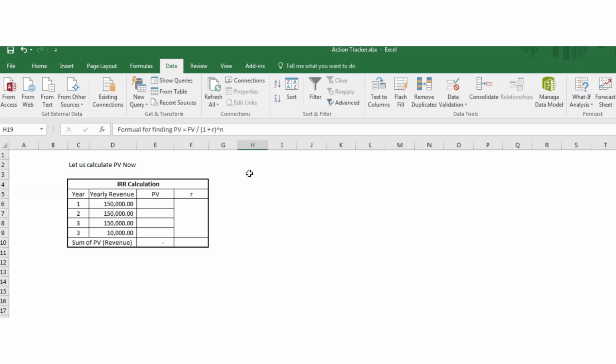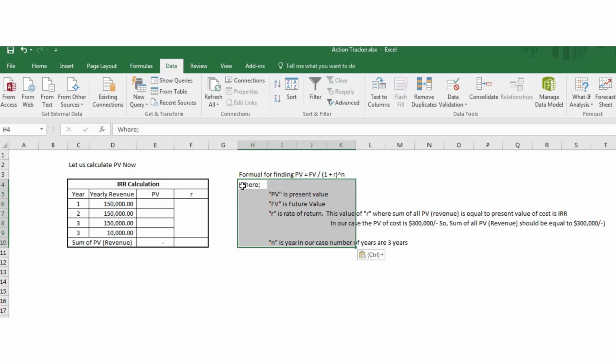So what is the formula we should use? The formula is PV is equal to FV divided by 1 plus R to the power of N. Then what is PV, what is FV, what is R, and what is N? Let us understand that. PV is present value, FV is future value, and R is rate of return, where the value of R we should find here, which would make the sum of all these PVs equal to 3 lakhs, which is equal to the cost, so that NPV will become 0. At what rate it would become 0 is what we need to find out.